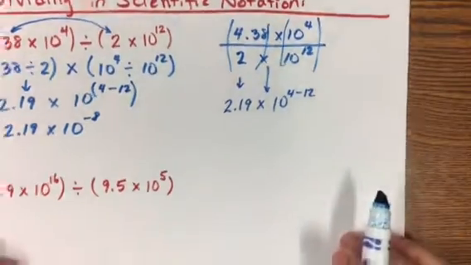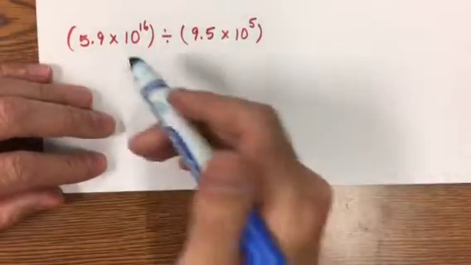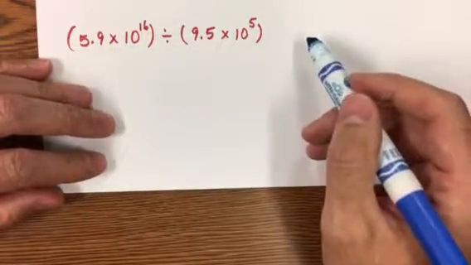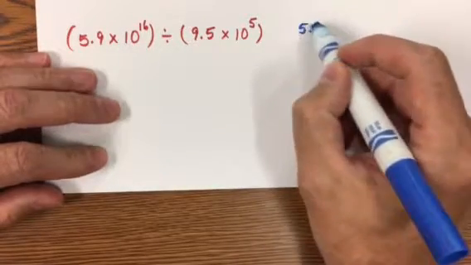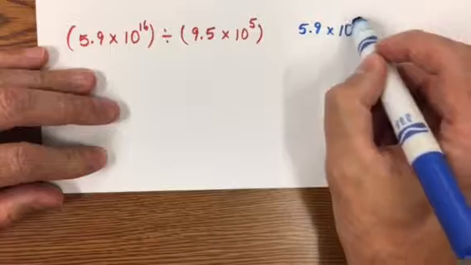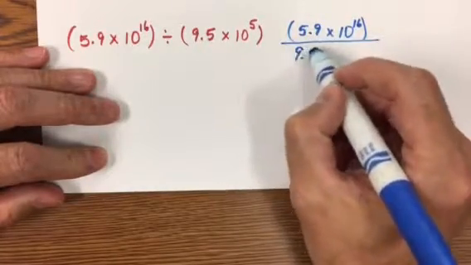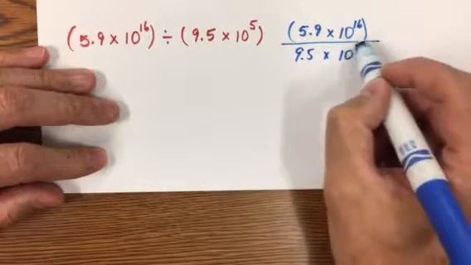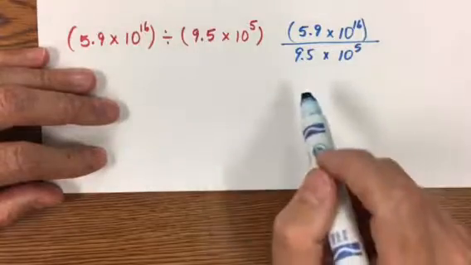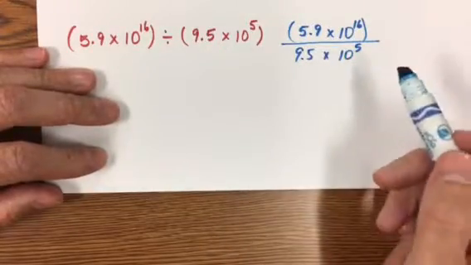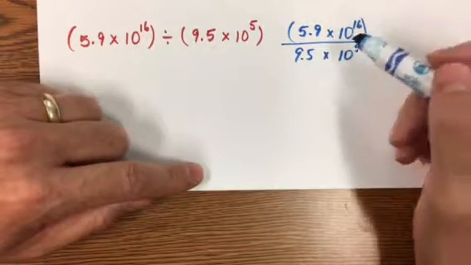All right, let's look at another problem. This one is going to have an added twist. So first of all, I think I'm just going to put this in fraction form. 5.9 times 10 to the 16th power divided by 9.5 times 10 to the 5th power. Now, I put this one in brackets or parentheses. That is implied, but it's not always shown. So what I'm going to do is regroup this and treat it as two fractions.